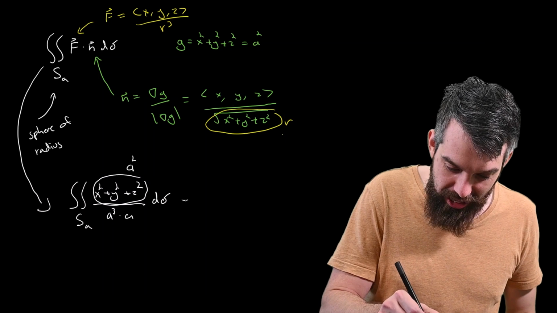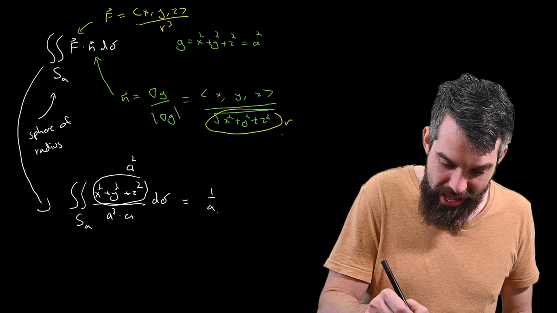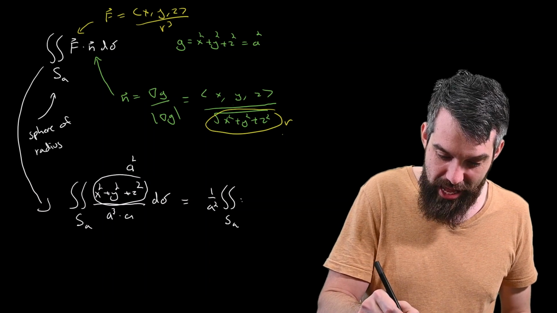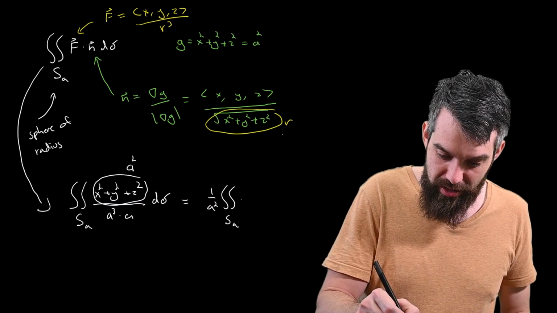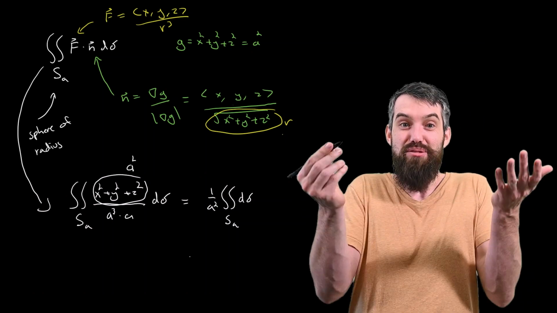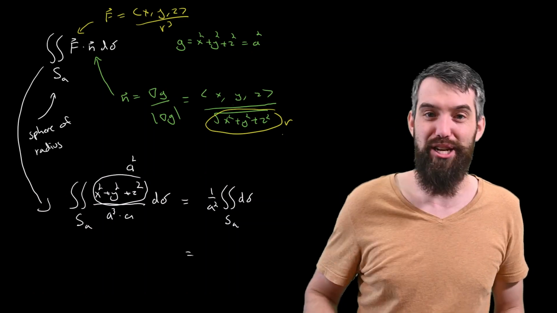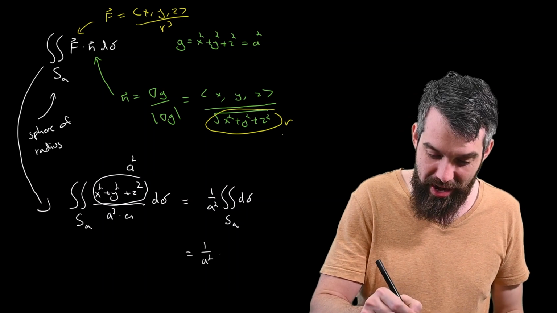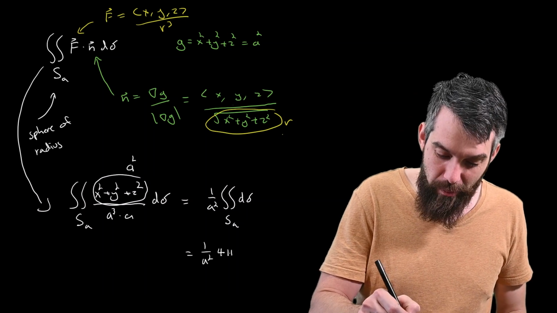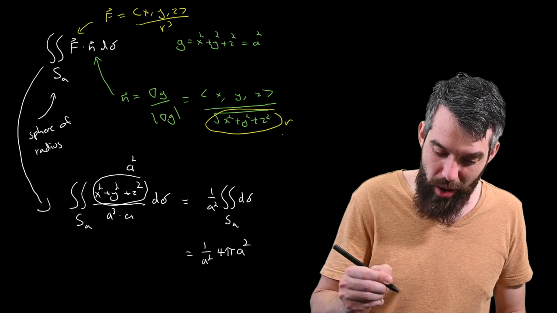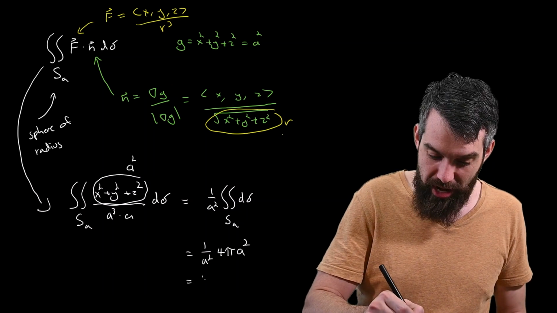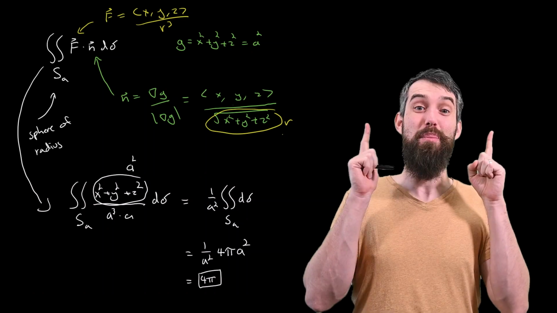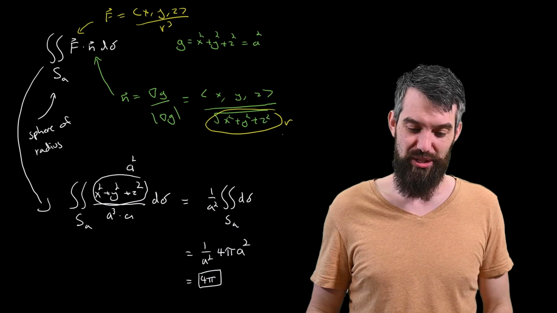So what does this look like? It looks like 1 over a squared times the surface integral over the sphere of radius a of d sigma, which is now just the surface area. And so we know the surface area of a sphere of radius a: 1 over a squared comes at the front, and then it is 4 pi times the radius squared, the a squareds cancel, and I'm just left with 4 pi.